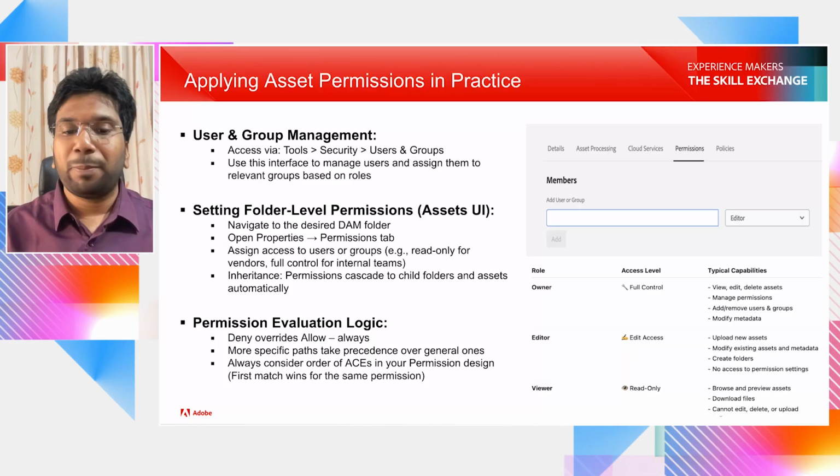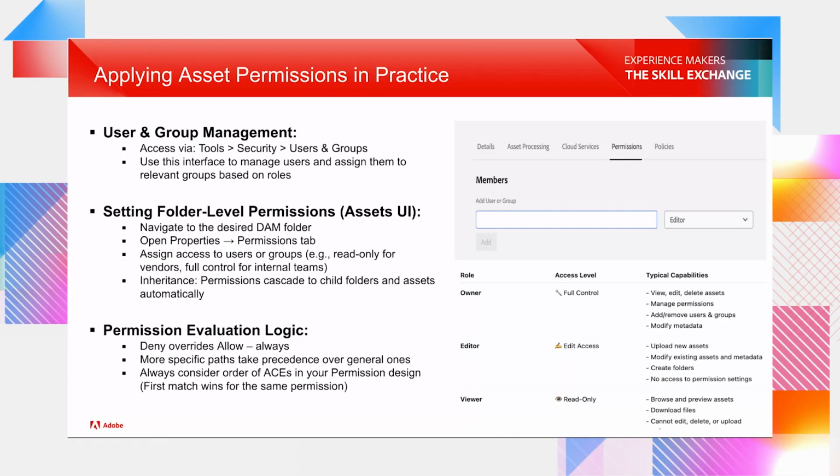For example, if the parent folder is /content/dam, then a child path like /content/dam/a.jpg will take precedence over the parent and its permissions will be used. We should always consider the order of access control entries in our permission design. So we should make sure that our order is proper, since the first match wins for the same set of permissions.